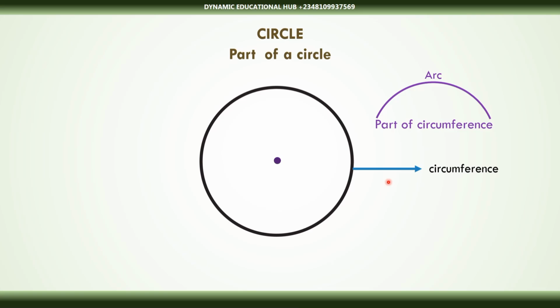And what is an arc? An arc is part of the circumference. When you pick part of the circumference, what you're actually drawing is an arc. An arc is also an incomplete circle.